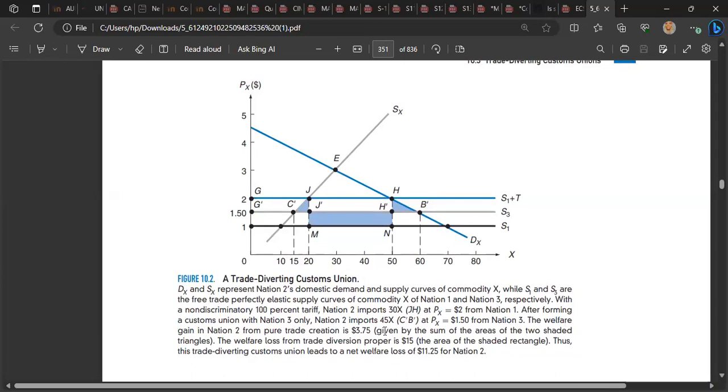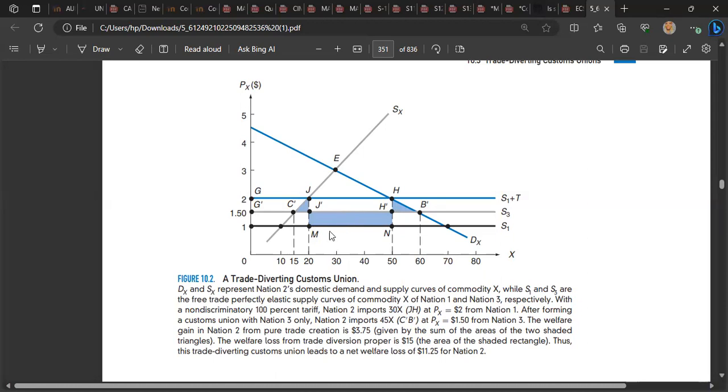All right, so the welfare gain in nation 2 from pure trade creation is given by the sum of the two triangles. So this is just the same as what happens there. How is it a gain? Because we are dropping from a price of 2 to a price of 1.5. But the welfare loss now is this one here, this shaded rectangle, which would show us the welfare loss.